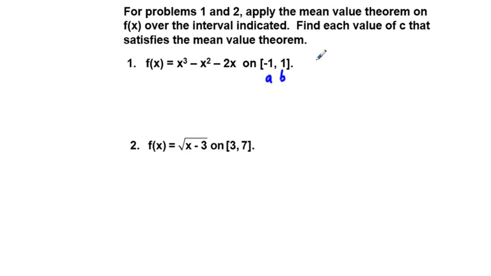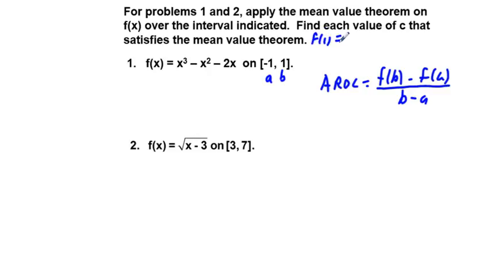To apply the mean value theorem, we need to find the average rate of change over this interval from x equals -1 to x equals 1. For that, we're going to use the equation for average rate of change, which is f of b minus f of a over b minus a. So we'll say b is 1, so f of 1, we plug in 1 to this function here.